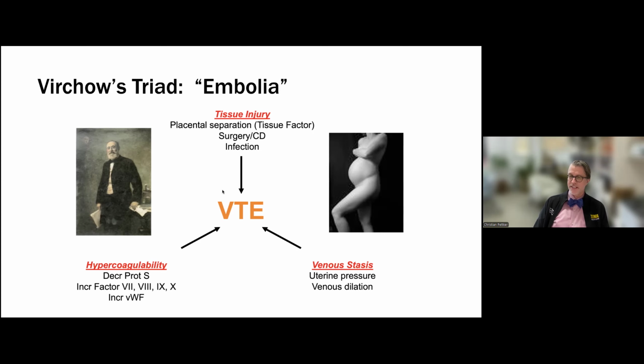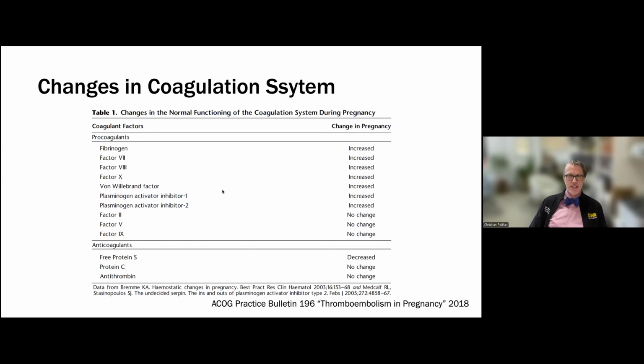And then we have the issue of venous stasis. There's uterine pressure on those pelvic veins and the veins that go to the legs. And there's also venous dilation from progesterone that happens. And so that venous stasis also contributes to the third part of the triad. These are the changes in the coagulation system that we see. And it's really important to know that we see an increase in a lot of the procoagulant factors, but critically, there's a decrease in free protein S. And protein S is an anticoagulant agent. It's made by the liver, and that's decreased in pregnancy.